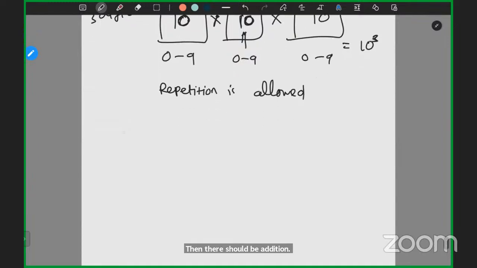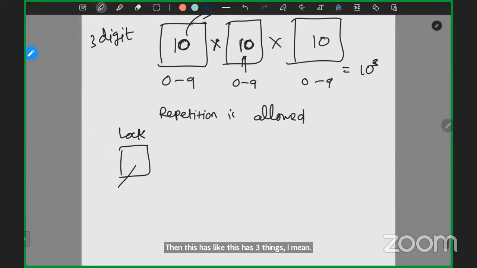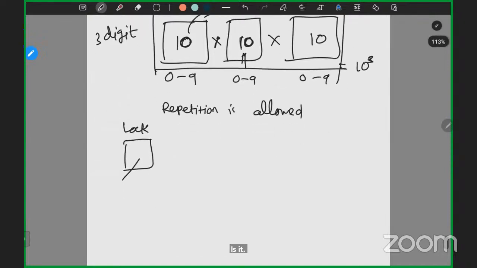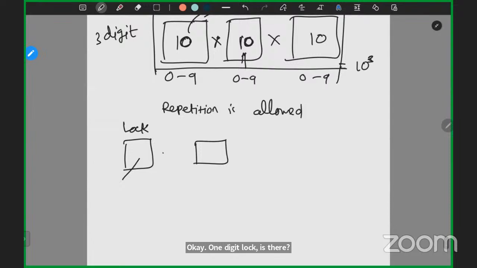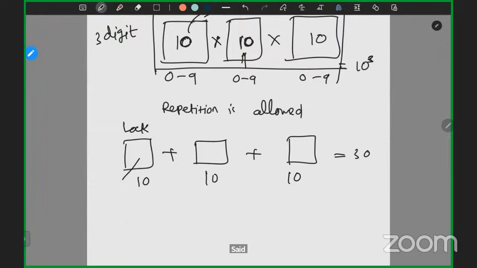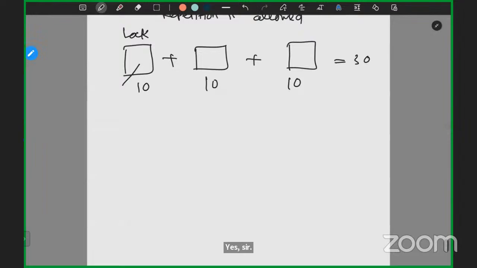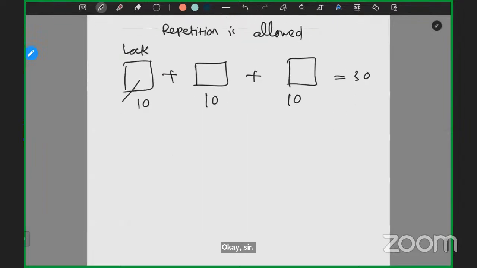They are separate. So you are saying I have one lock, which is lock 1, and these are not only one 3-digit lock. A 1-digit lock is there, and I need to open three different locks, each with one digit. This can be opened in 10 ways, only 10 possible. Then this also 10 possible, this 10 possible. So that will be 30, right? Okay, sir. So what if repetitions are not allowed?